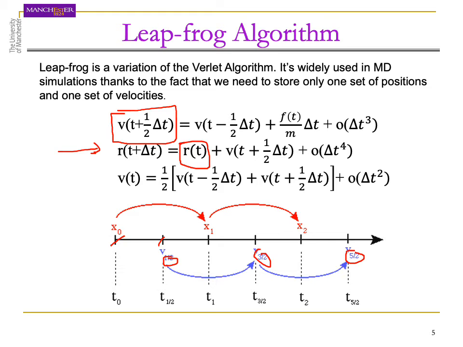That is why it's called leapfrog algorithm. However, this algorithm is completely equivalent to the Verlet algorithm, as you can see from the error here. The error for the position is still of the order of delta t to the power of 4, and the velocity that can be calculated here from the velocities at half of the time steps is still of the order delta t to the power of 2.